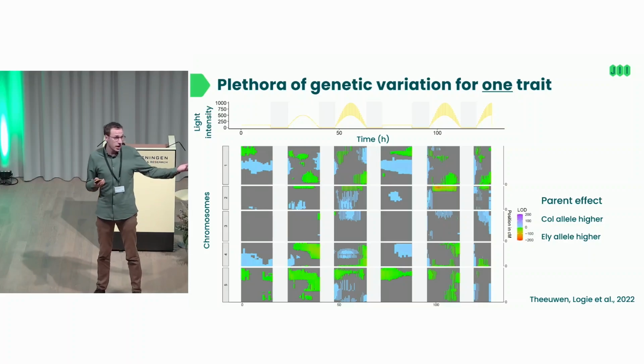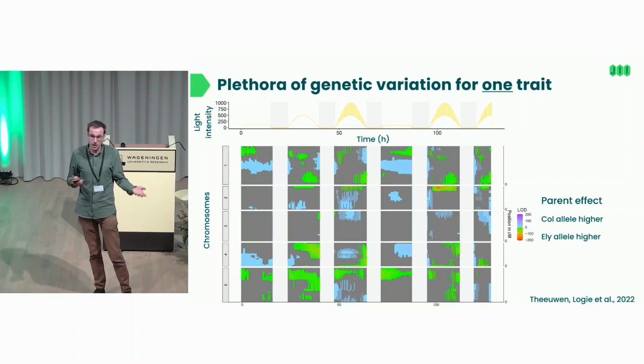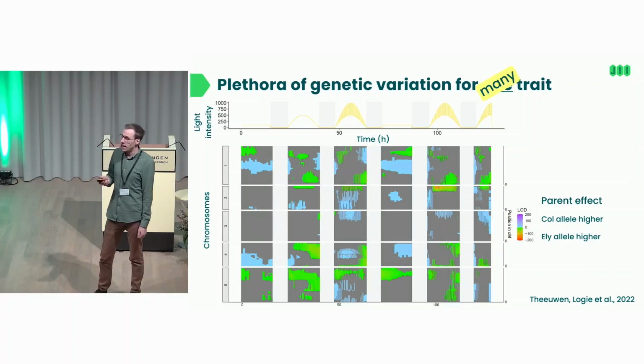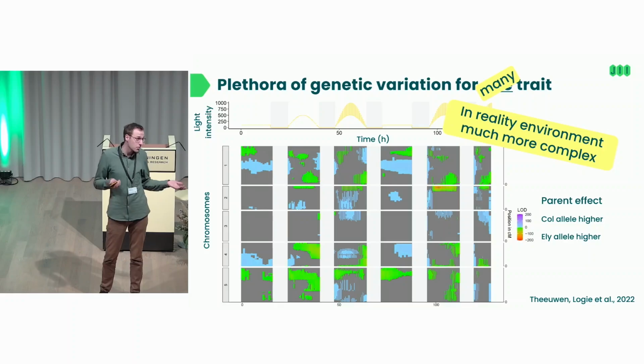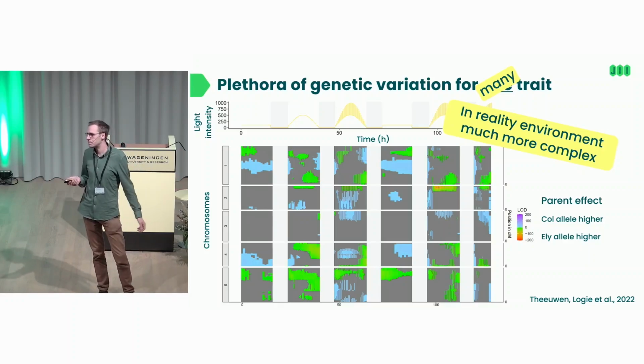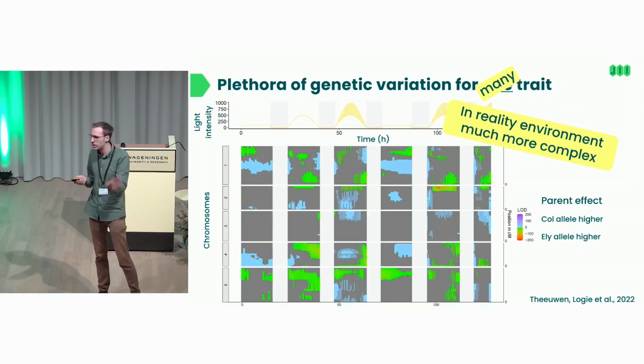but in reality, we already had a look, photosynthesis is not one trait, but many traits. And it's a highly dynamic environment, but I only changed the light intensity. In reality, the environment is much more complicated than just this. And let's say, okay, all of that we can do.